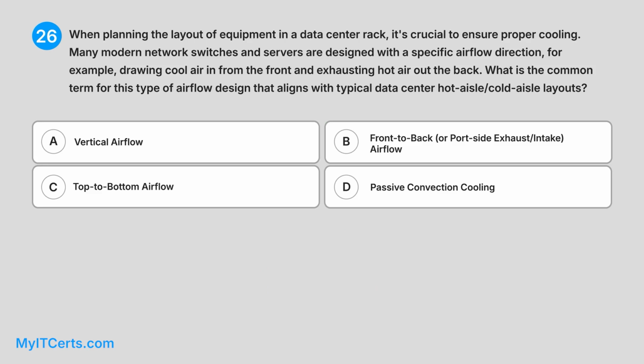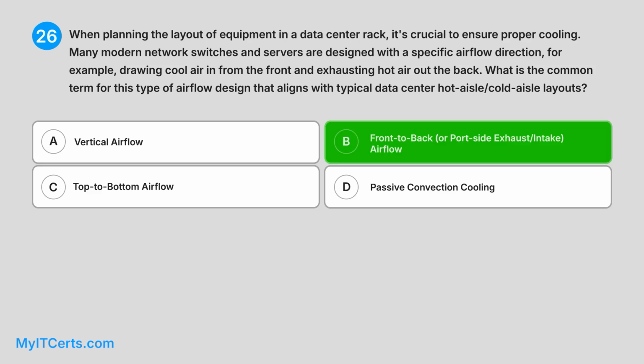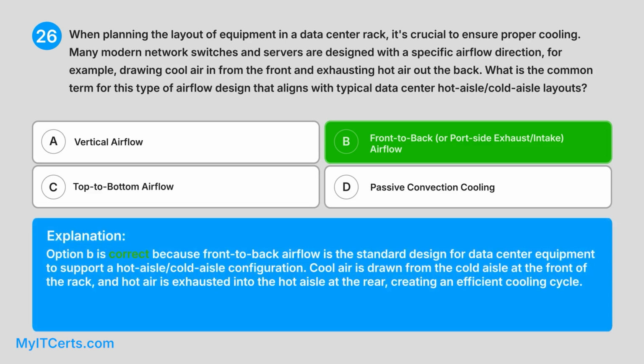Correct answer. B. Front to back or port side exhaust intake airflow. Explanation. Option B is correct because front to back airflow is the standard design for data center equipment to support a hot aisle, cold aisle configuration. Cool air is drawn from the cold aisle at the front of the rack, and hot air is exhausted into the hot aisle at the rear, creating an efficient cooling cycle.